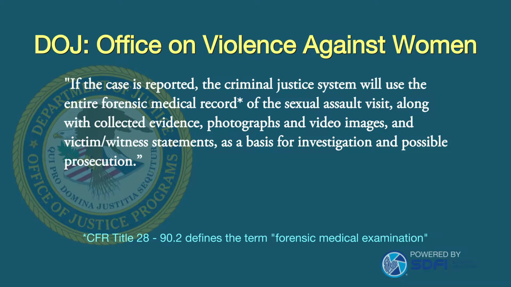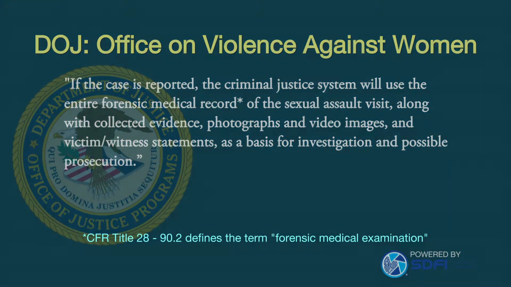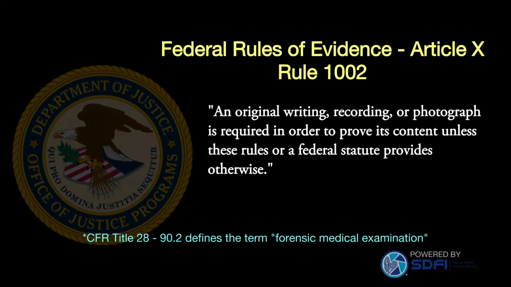If the case is reported, the criminal justice system will use the entire forensic medical record of the sexual assault visit, along with collected evidence, photographs and video images, and victim witness statements as a basis for investigation and possible prosecution. In the Federal Rules of Evidence, Article 10, Rule 1002, an original writing, recording, or photograph is required in order to prove its content unless these rules or a federal statute provides otherwise.